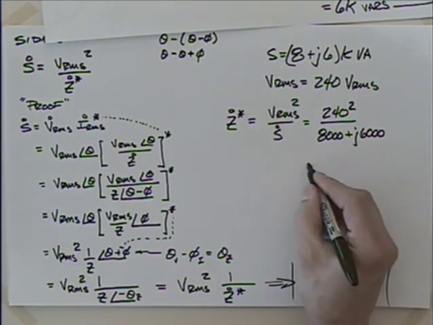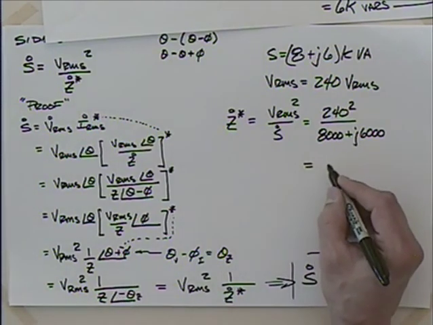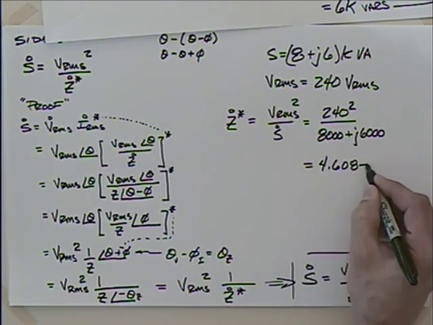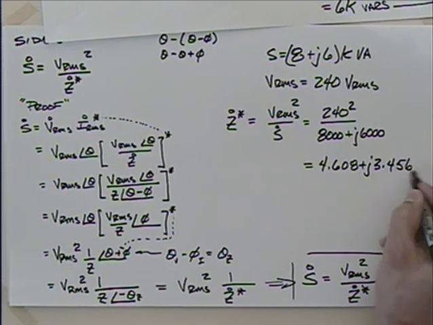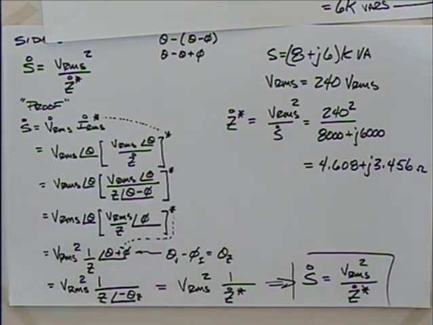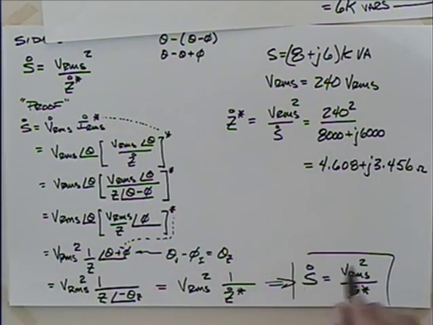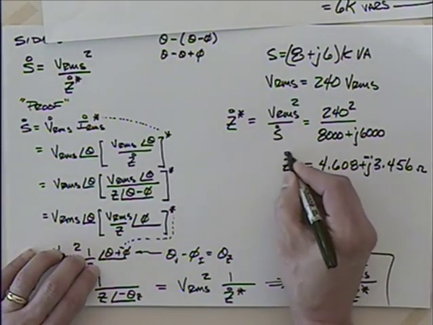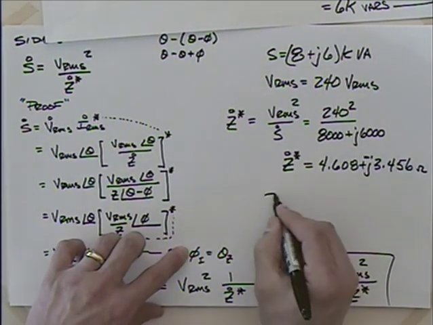So that should work. When you grab your calculator and you run through that, you come up with 4.608 plus J 3.456. The whole thing's in ohms. All right, what can we say about this? No, that's not. This is. I better be careful with this. This is negative here, and this is. We were looking for the conjugate. So now one more step. What is Z?